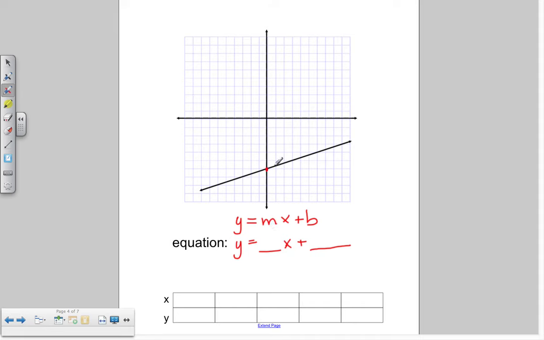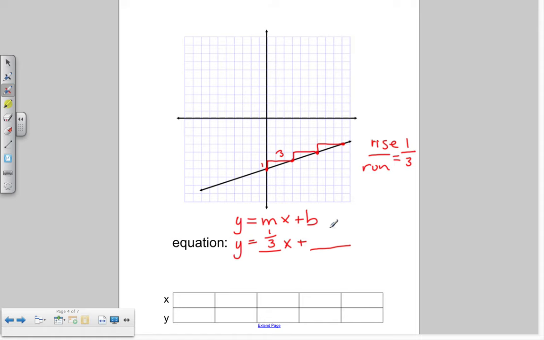Well, let's figure that out. Here are some points on my line. If I figure out my rise and my run, I'll know my slope. Rise is 1, run is 3. So my rise was 1, my run was 3, so my slope is 1/3.